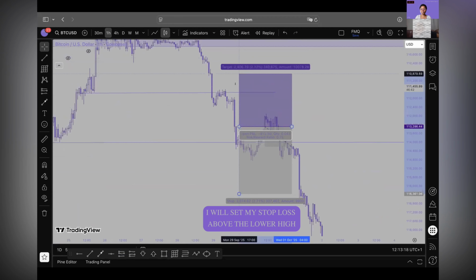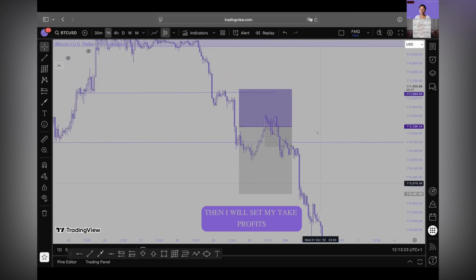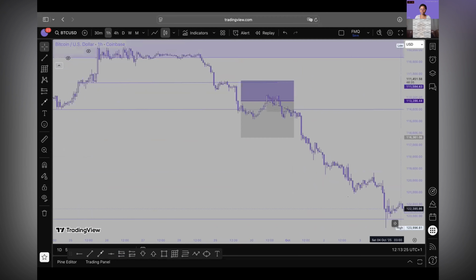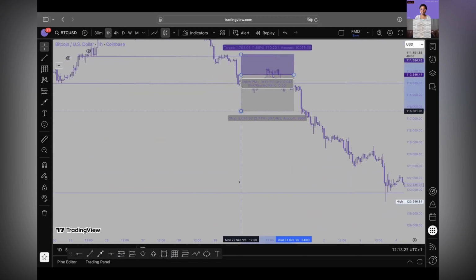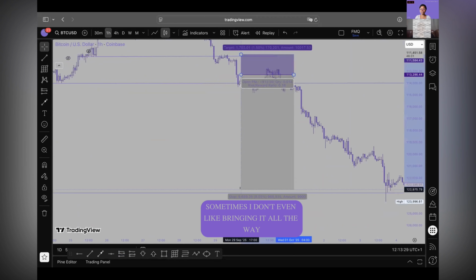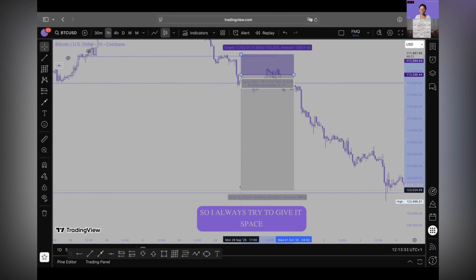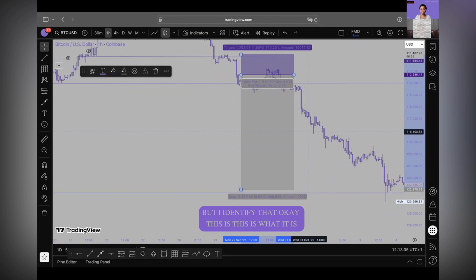I will set my stop loss above the lower high. Then I will set my take profits. Sometimes I don't even like bringing it all the way, because in case the market comes to kiss it and pulls back, so I always try to give it space, but identifying that, okay, this is what it is.